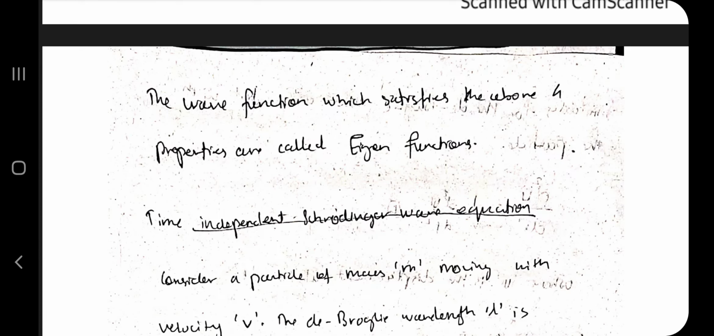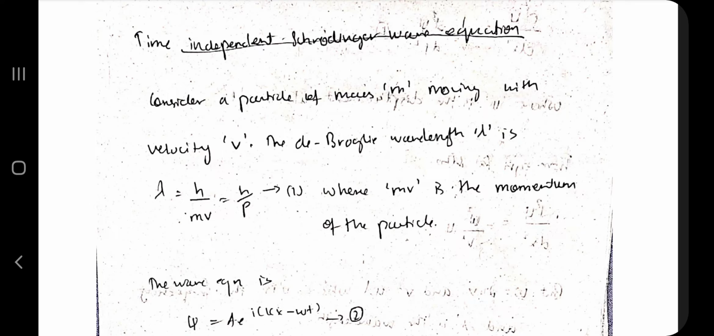Moving on, we have the next topic, which is the time independent Schrodinger wave equation. Here there is the derivation. Consider a particle of mass m moving with velocity v.